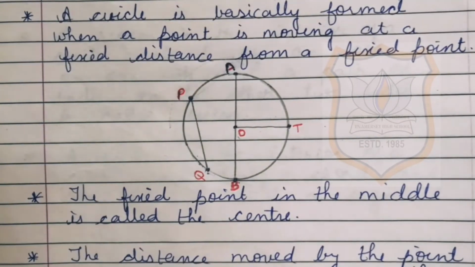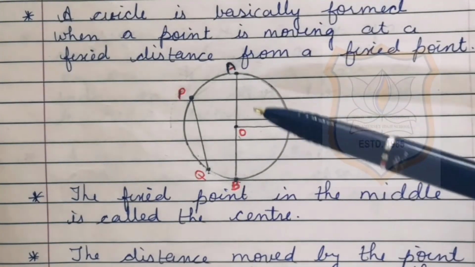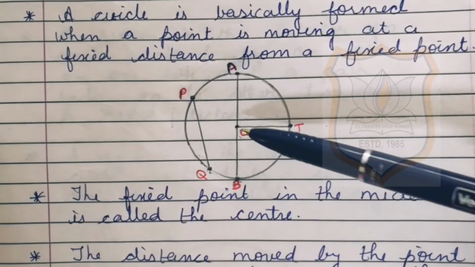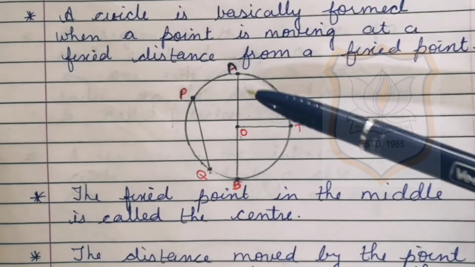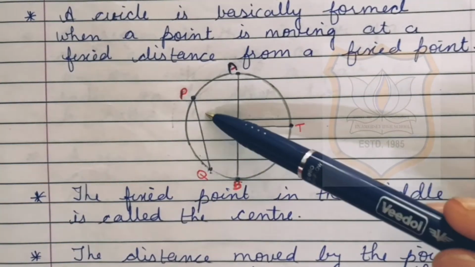Now what is diameter? A chord of a circle that passes through the center of the circle is called the diameter of the circle. Here you can see that this chord AB is passing through the center of the circle, that is O. So this is called the diameter of the circle, and the diameter divides the circle into 2 equal halves.